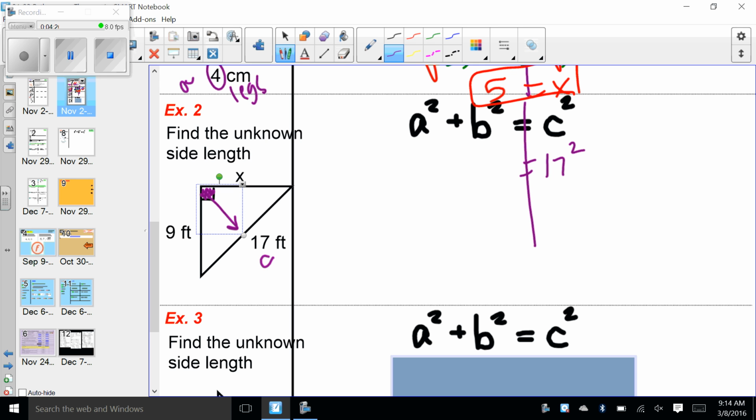There are two legs, the sides that are adjacent to the right angle symbol. So one of them can be A and one of them can be B. It doesn't matter. This is going to turn into the hand method here. We're going to substitute 9 in for A.